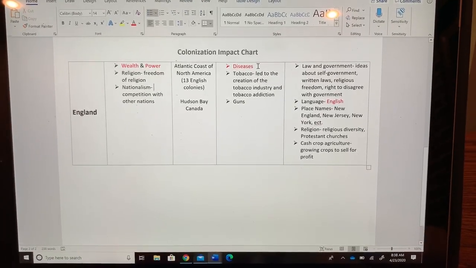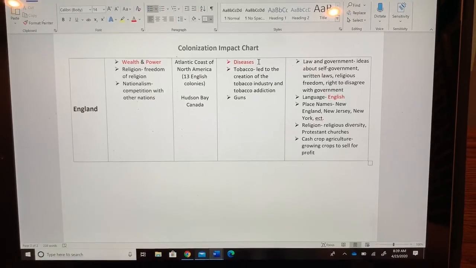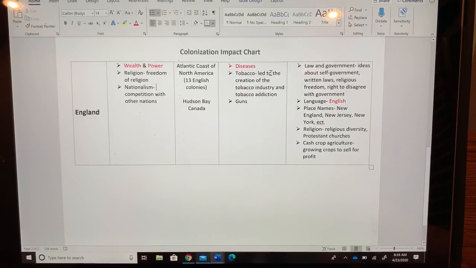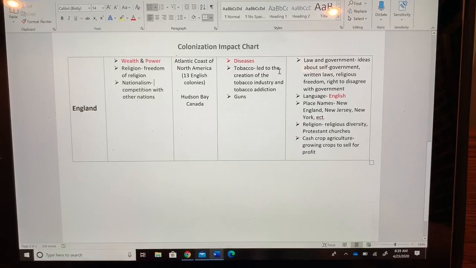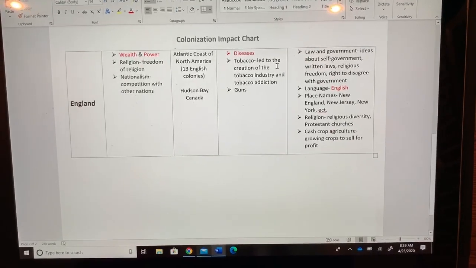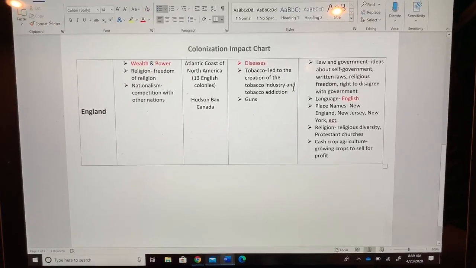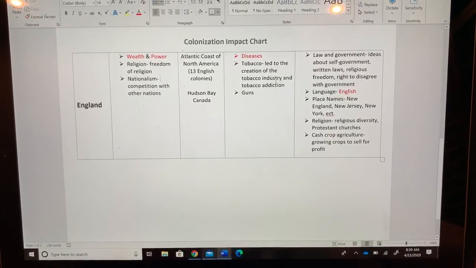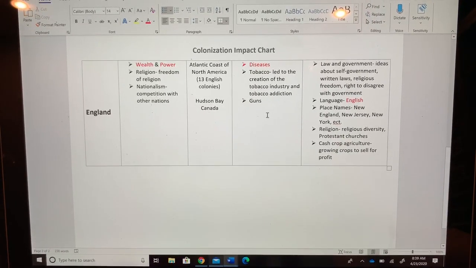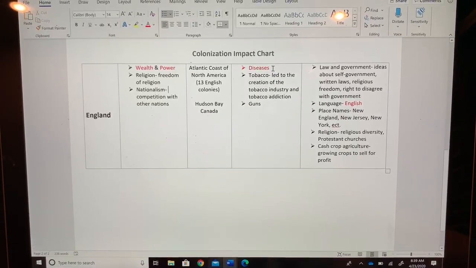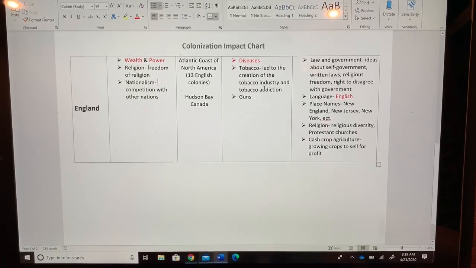We've talked about diseases many times, but we can't say it enough because it was a huge impact to the Native Americans. Tobacco. Some people might argue with me that this could be in different places, but the introduction of tobacco and the amount of growth that was done in the southern states with tobacco led to the creation of the tobacco industry and tobacco addiction. So for me, that's a negative. And then guns, the introduction of guns. Once again, we could argue this, but this kind of affected that Native American population like diseases as well. They were used to decimate this Native American population.